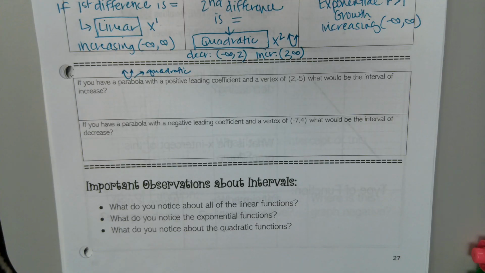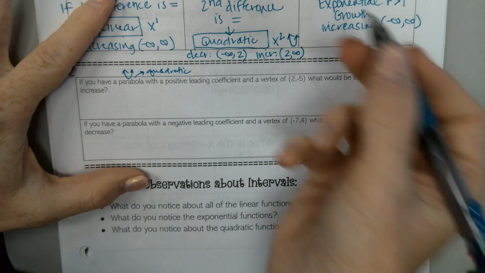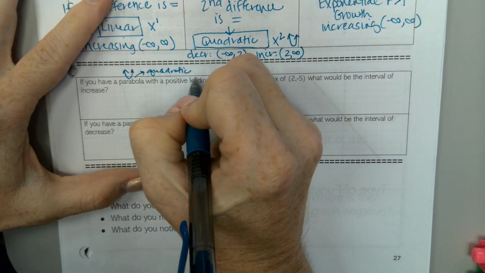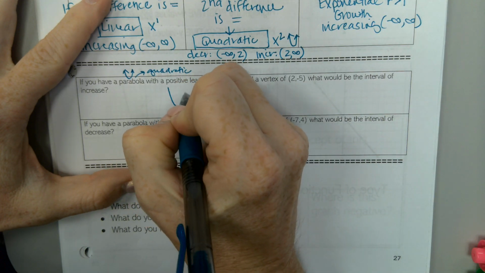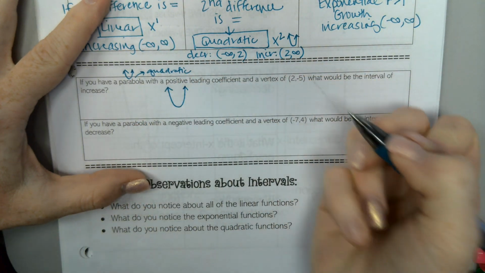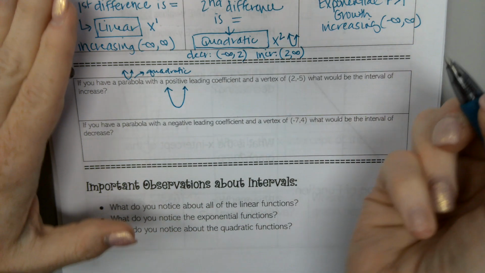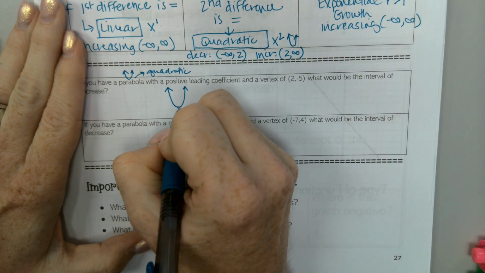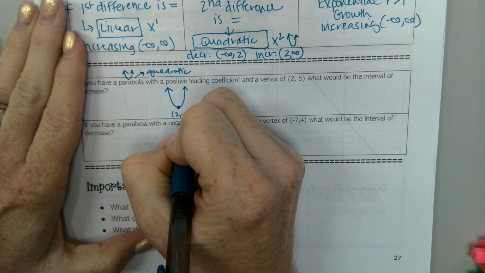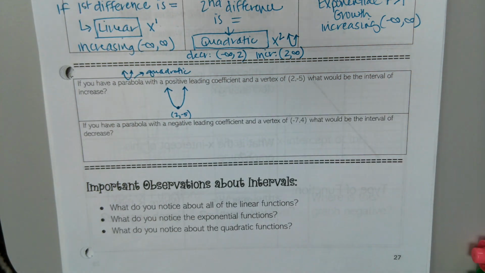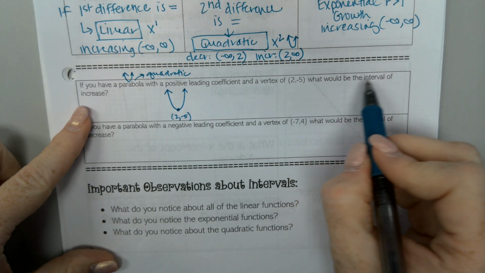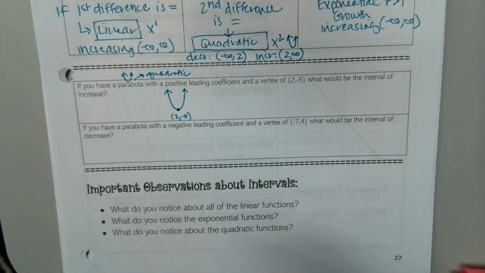All right, now it says it has a positive leading coefficient. That means that this graph opens up, okay? A positive leading coefficient means that the graph opens up, and I am told that it has a vertex at the ordered pair 2, -5. Now, I don't really care about plotting that on the coordinate plane. I'm just going to mark the point. It says, what would be the interval of increase? What side of that vertex is going up? The left side or right side?